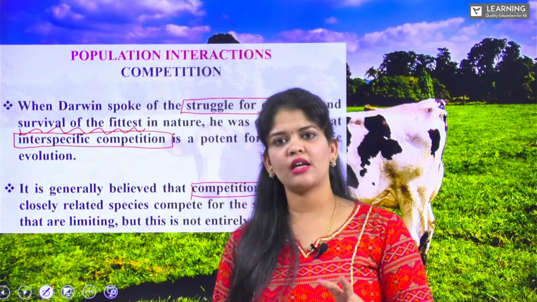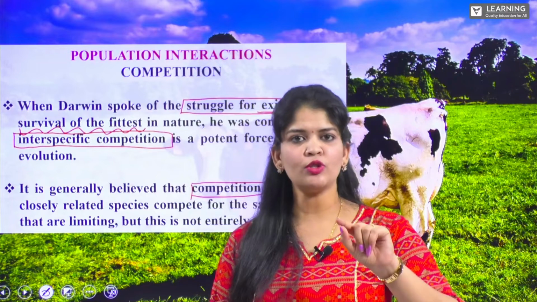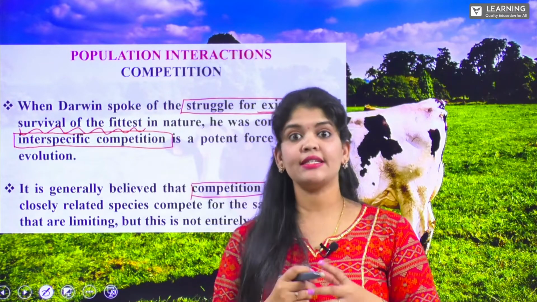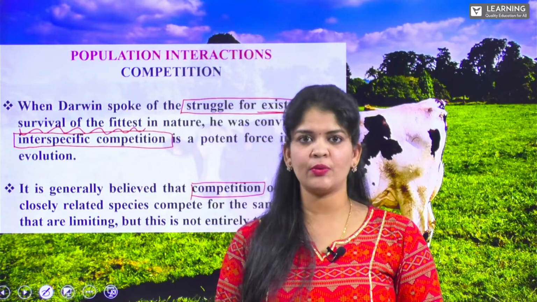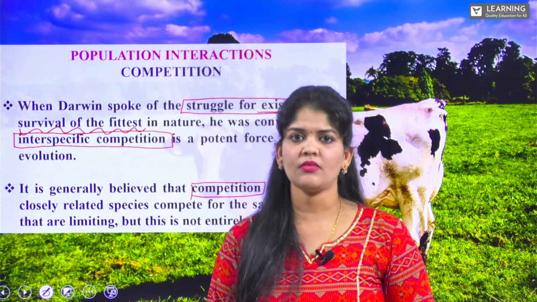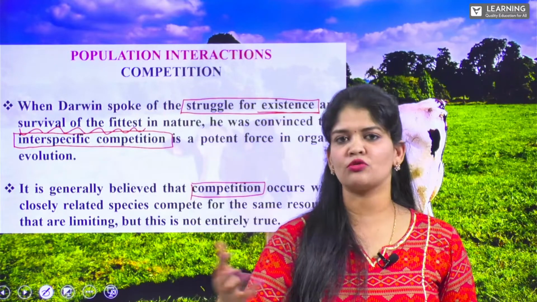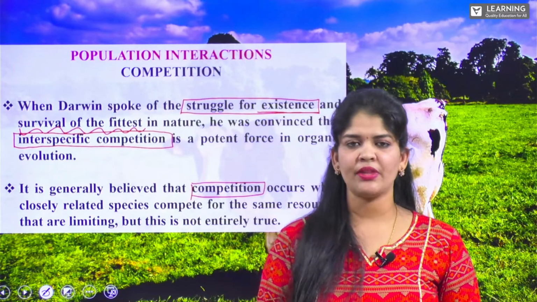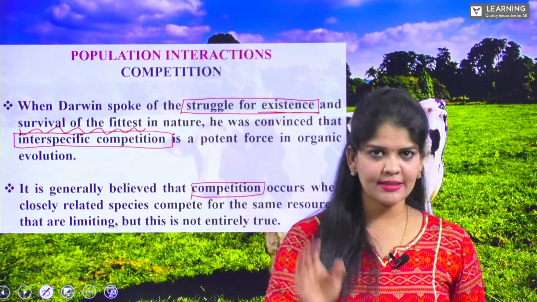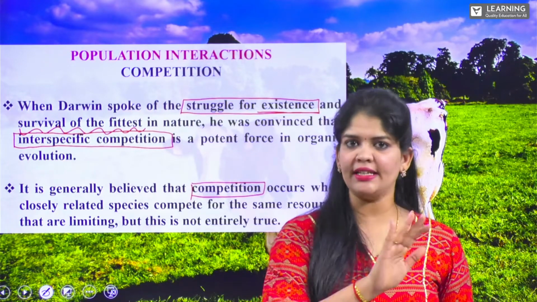What are the points that were blindly believed? One is that competition always exists between two closely related species. It is not entirely true, because there is evidence of this competition existing between two unrelated species. And the second point is that competition always happens if the resources in the form of food or space are very limited. If the availability of the resources is limited, then competition occurs. That is another belief. But it is also not entirely true.